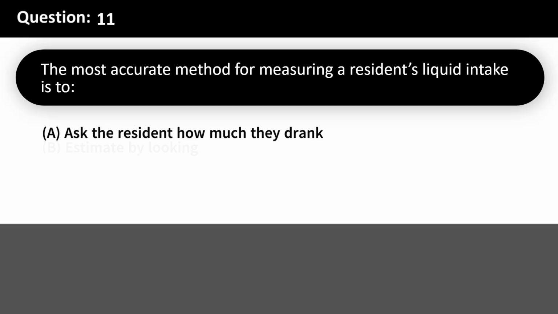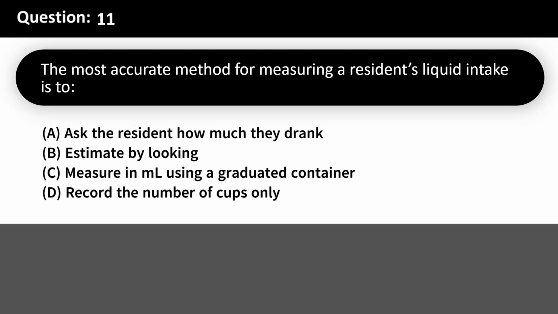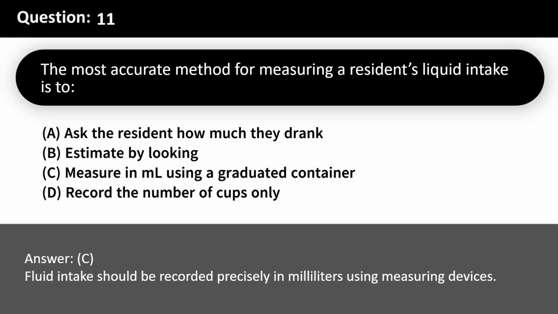The most accurate method for measuring a resident's liquid intake is to: A. Ask the resident how much they drank. B. Estimate by looking. C. Measure in mL using a graduated container. D. Record the number of cups only. Answer: C. Fluid intake should be recorded precisely in milliliters using measuring devices.